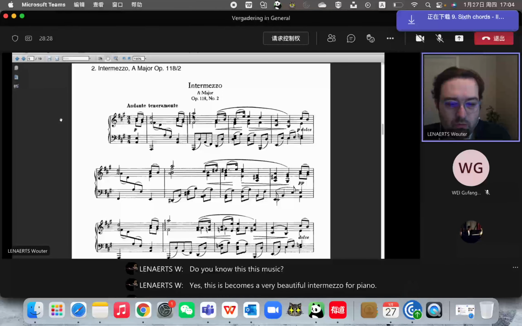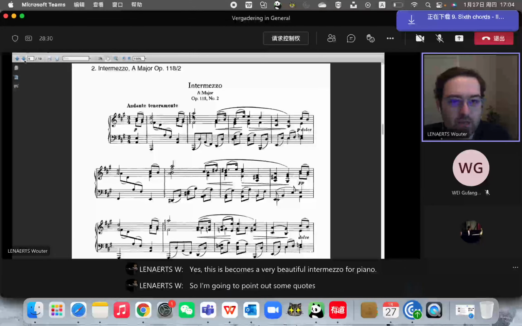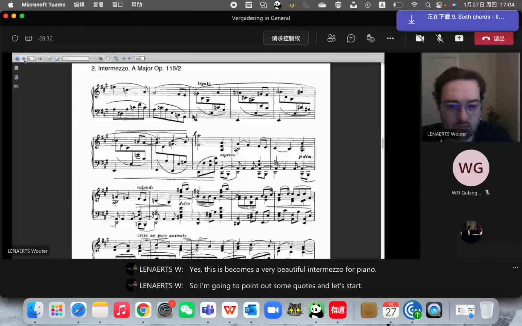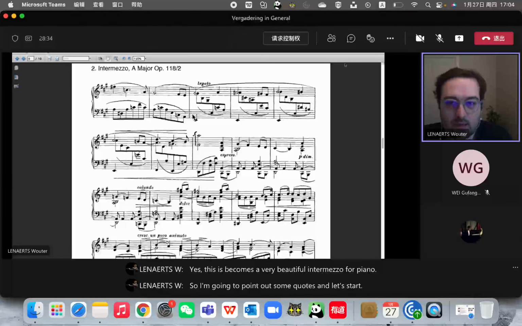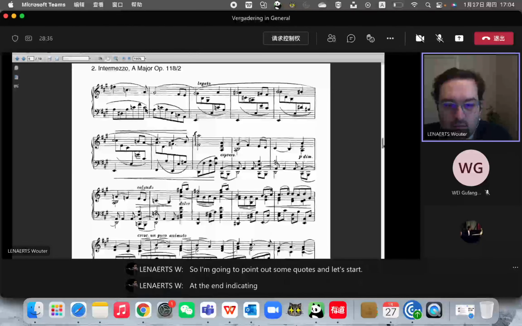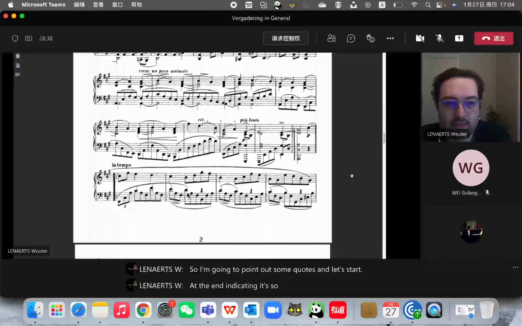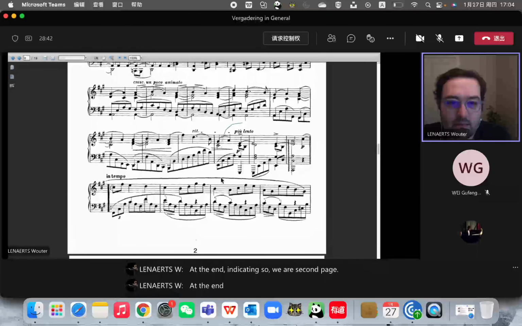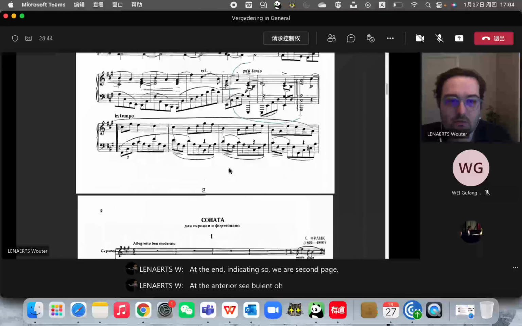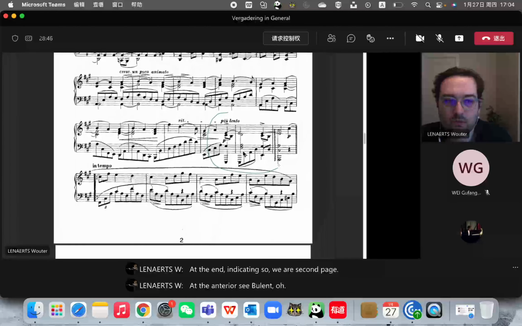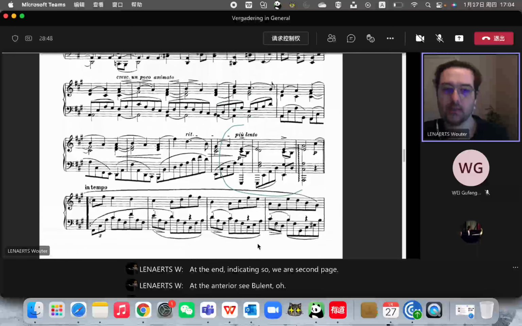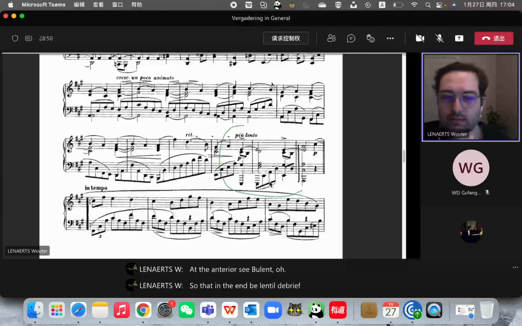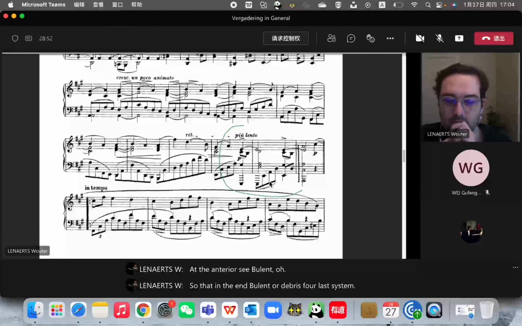So I'm going to point out some chords. Let's start at the end in the cadence. So we are on the second page. At the end here you see violento. So in the end, violento, the before last system. Can you find it?